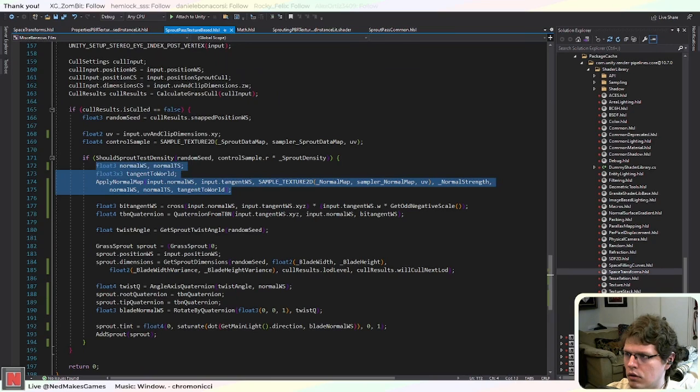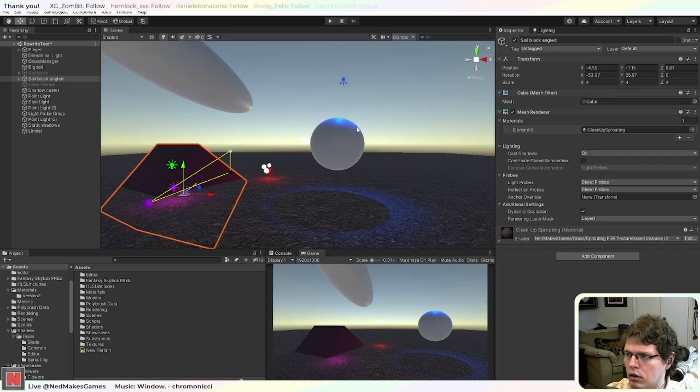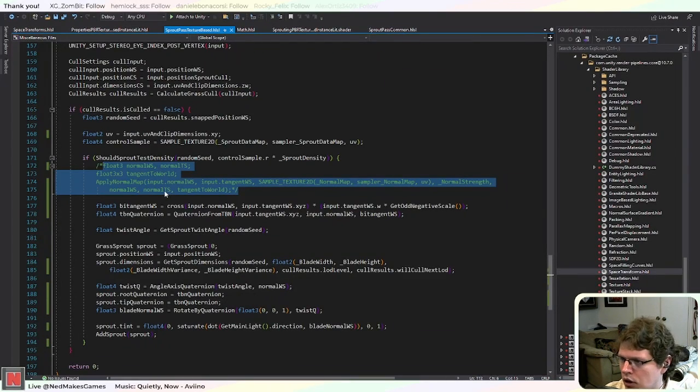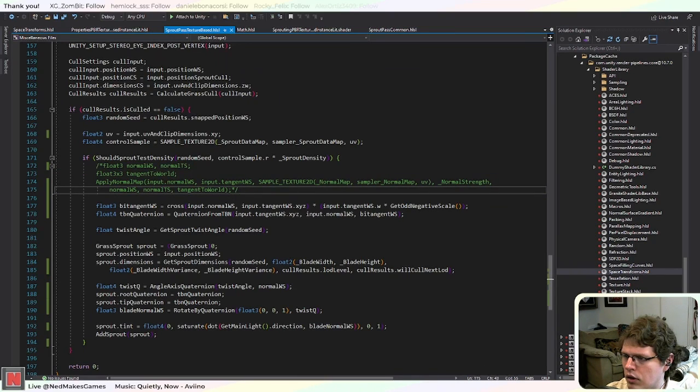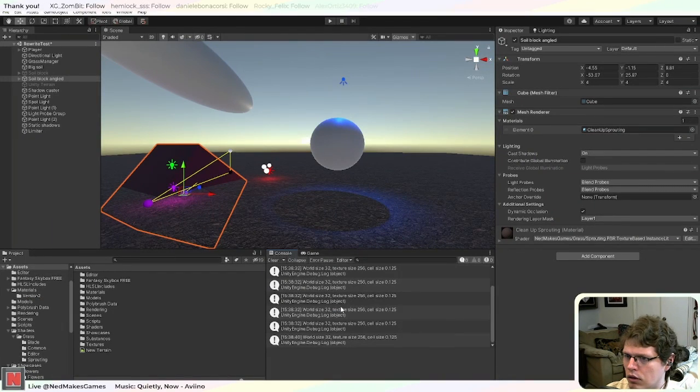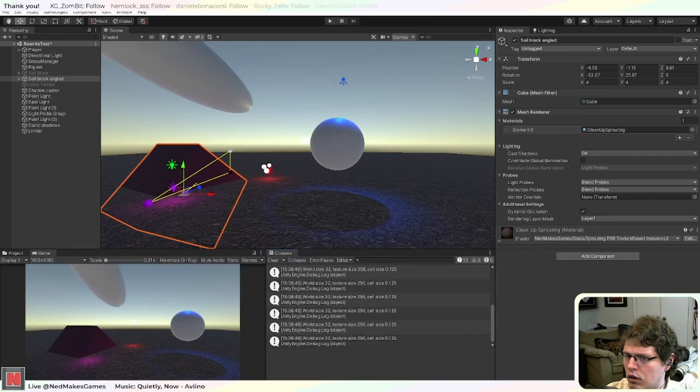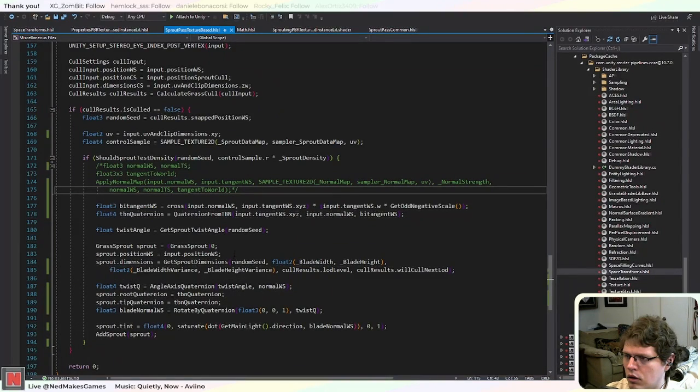I mean, I'm not even using this part. Okay, so how come when I commented this out, is there an error now? No. So I'm just using straight from the input.